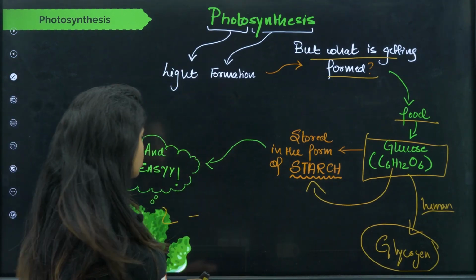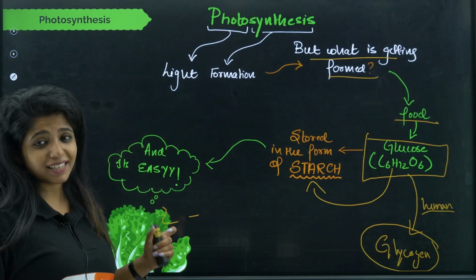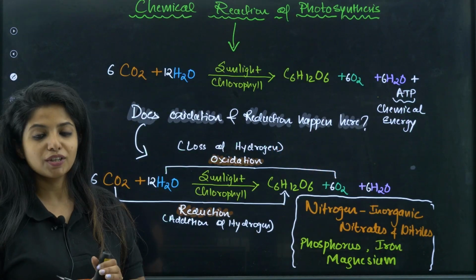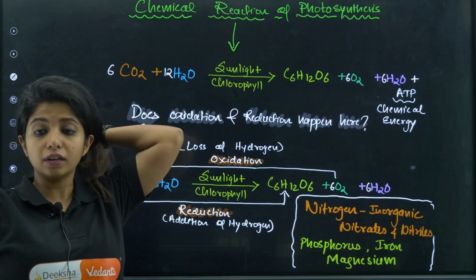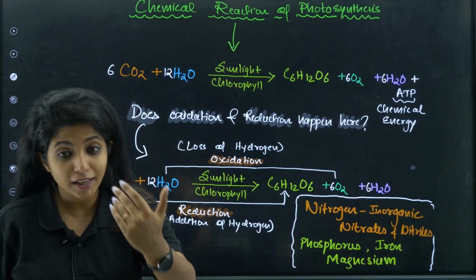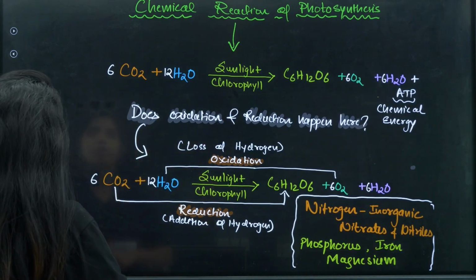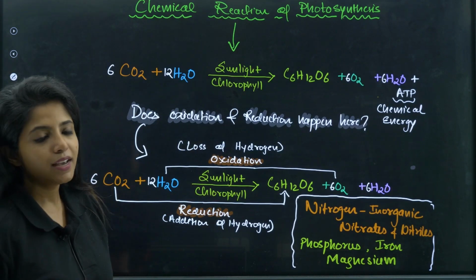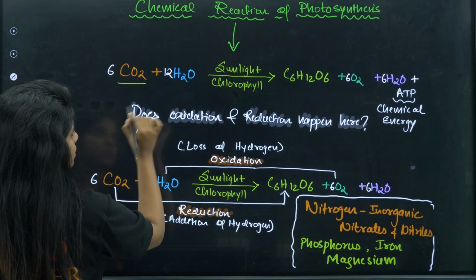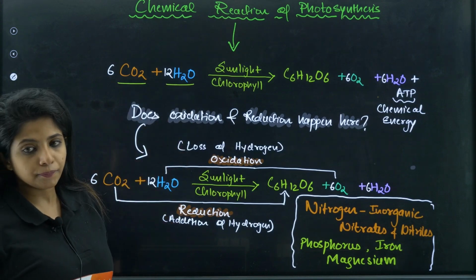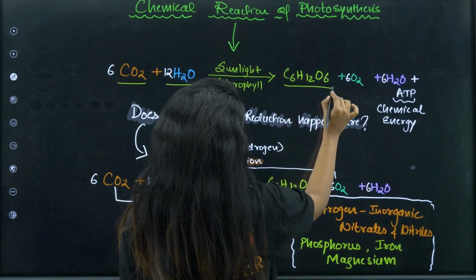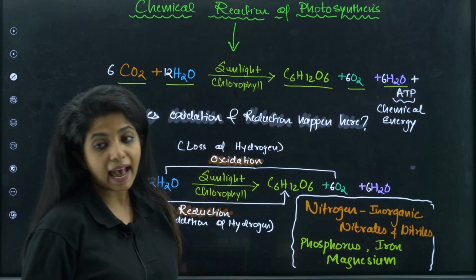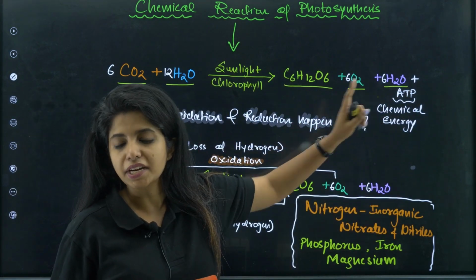Now, the whole process is kind of easy. So we are going to study the whole process, the easy process. First thing, the chemical reaction of photosynthesis is something that usually comes in the boards and you should know it. The balanced equation is something that you should be remembering. So we have CO2, that is carbon dioxide, we have H2O, that is water. And what do we get, children? You have glucose, you have oxygen, and also H2O that is being released, and ATP, that is chemical energy.